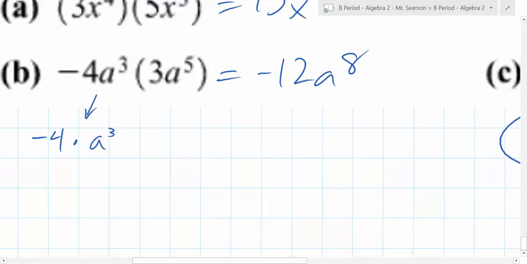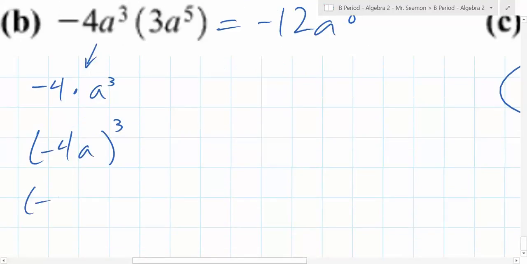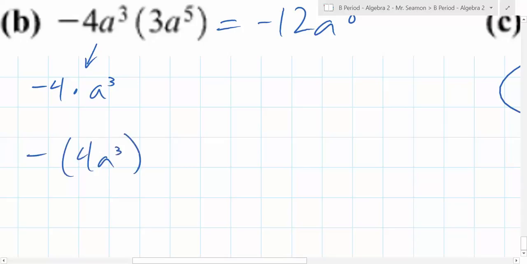The exponent is not touching the negative 4. So if it was negative 4a to the third, that means negative 4 to the third times a to the third. It's completely different. What if the negative sign was on the outside of the parentheses, like negative, 4a to the third? That would be different, yes.